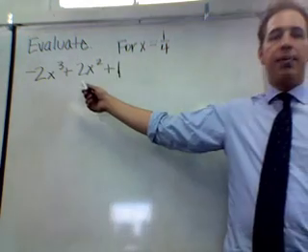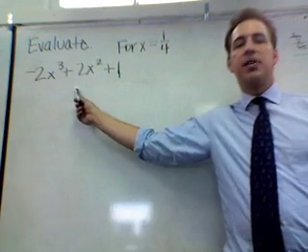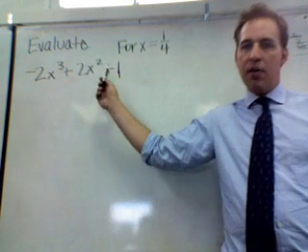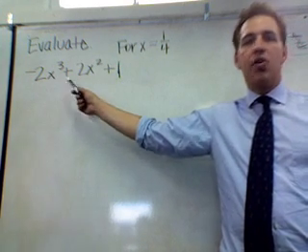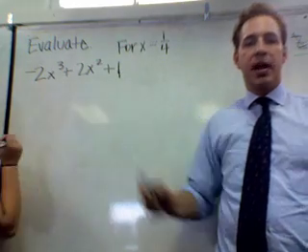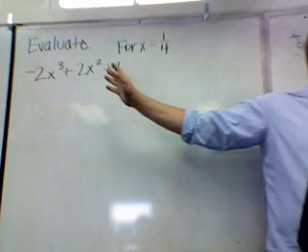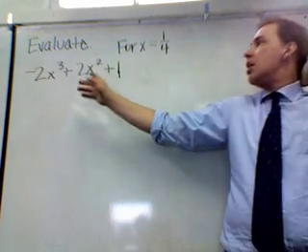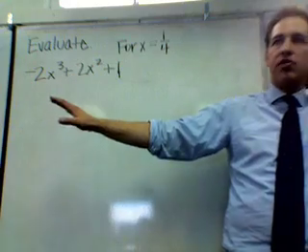We're going to try some sample test questions. This one says, evaluate negative 2x cubed plus 2x squared plus 1 for x equals a quarter. Go ahead and try and see if you can plug in a quarter where all the x's are and see what you get. First of all, you need to know PEMDAS, and you need to remember that when you have an evaluation question, as I said at the beginning of the year, you've got to create pockets for yourself. Otherwise, you get in trouble real quick.